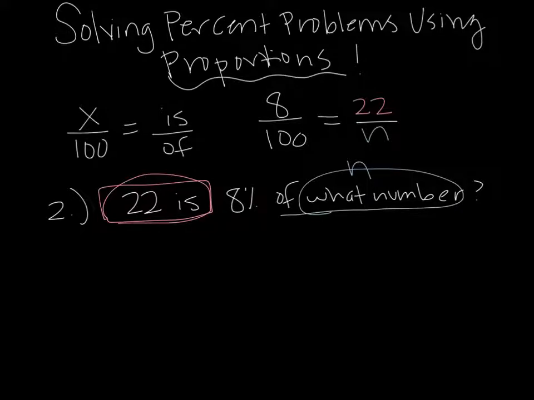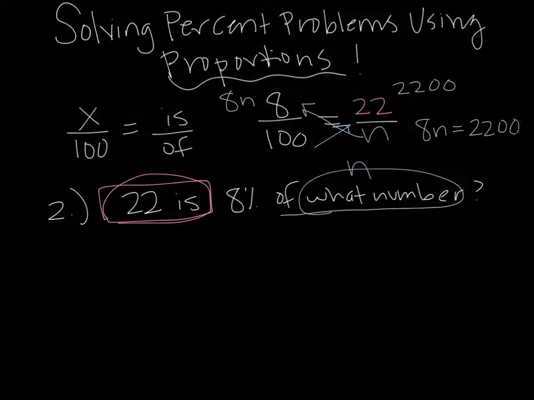Now we're going to do that cross-multiplying magic again. 100 times n is 2200. I said that wrong. 100 times 22 is 2200. N times 8 is 8n. Let's make that into an equation. 8n equals 2200. It's just 8n up here has to equal 2200 over here.